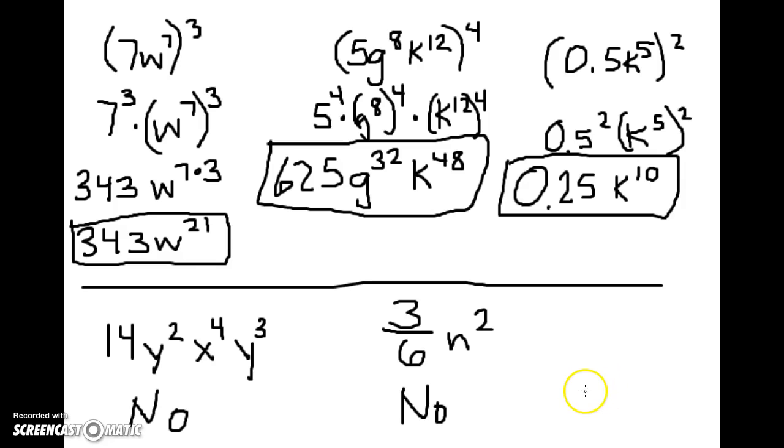Let's do one more. Let's say we had a problem like this. Okay, now each base only appears once. I have no fractions, but my x is not simplified because I have a power raised to another power that needs to be dealt with. So I'd have to figure that out first. So this would also be no, not simplified.